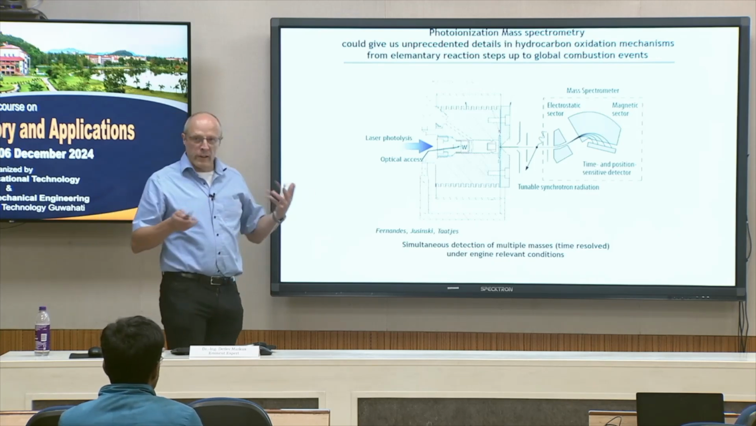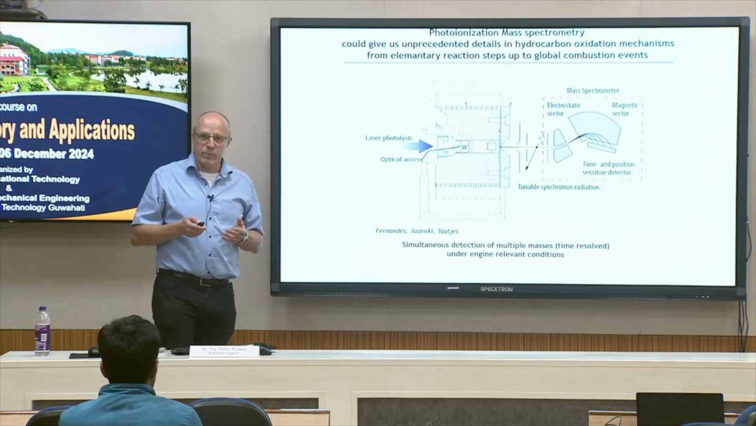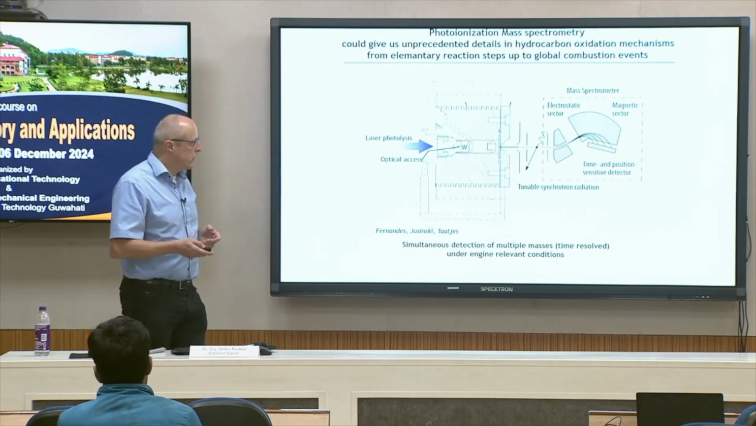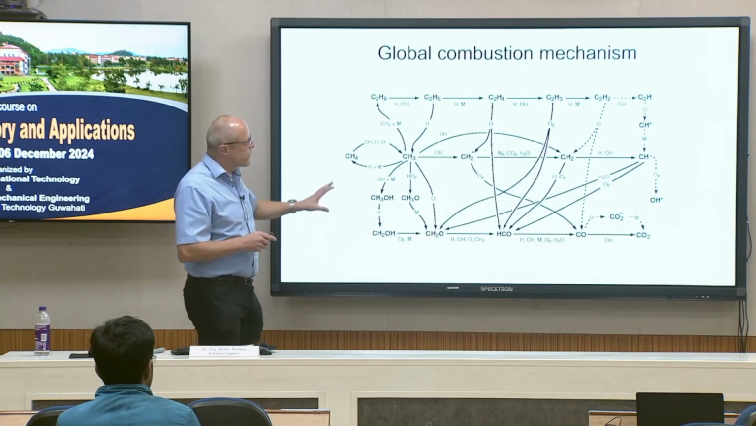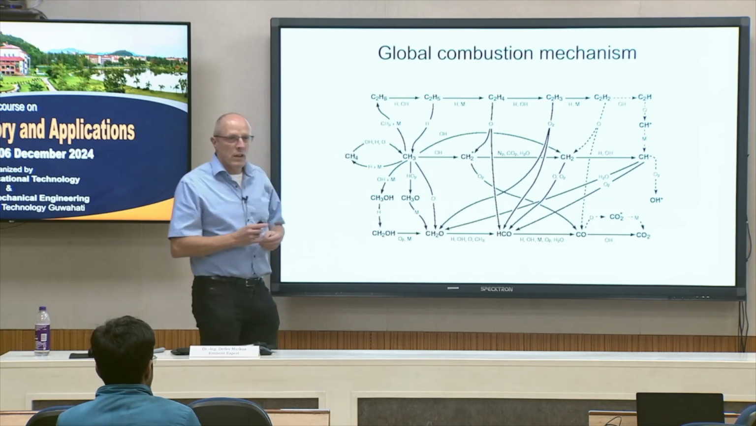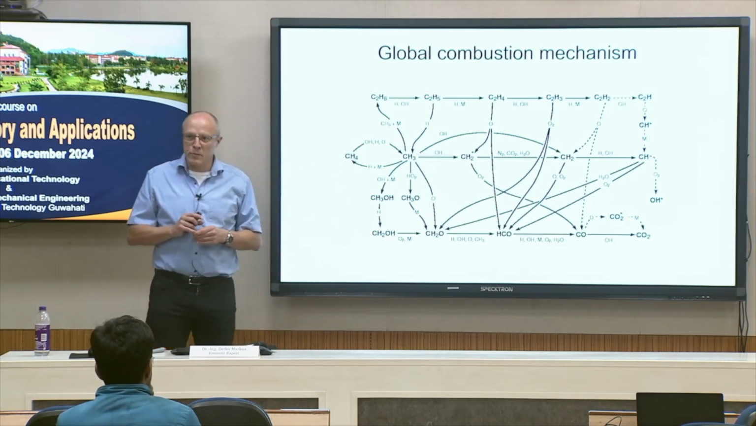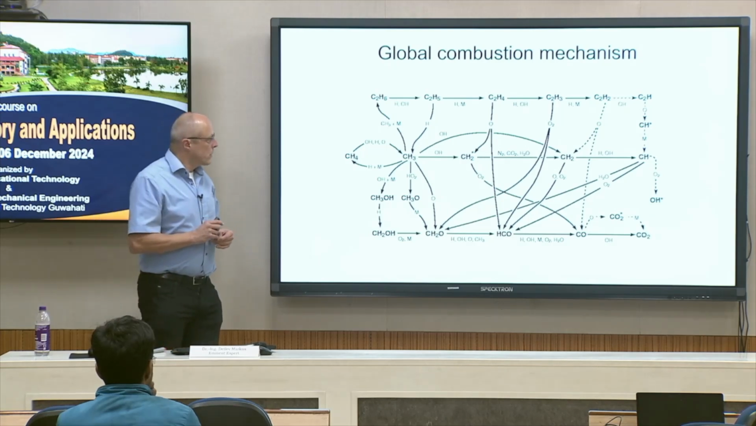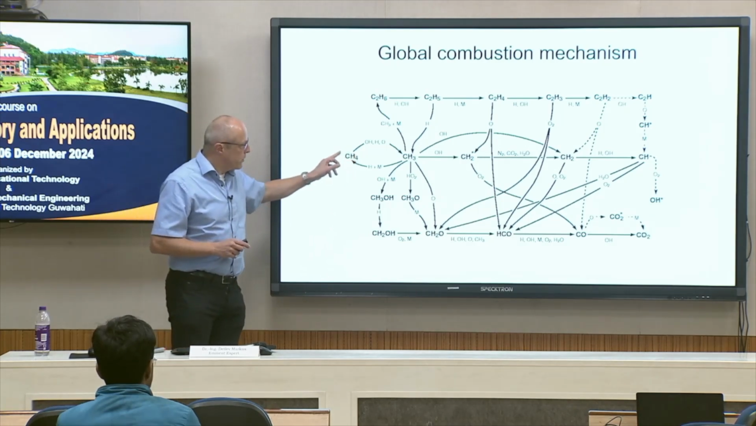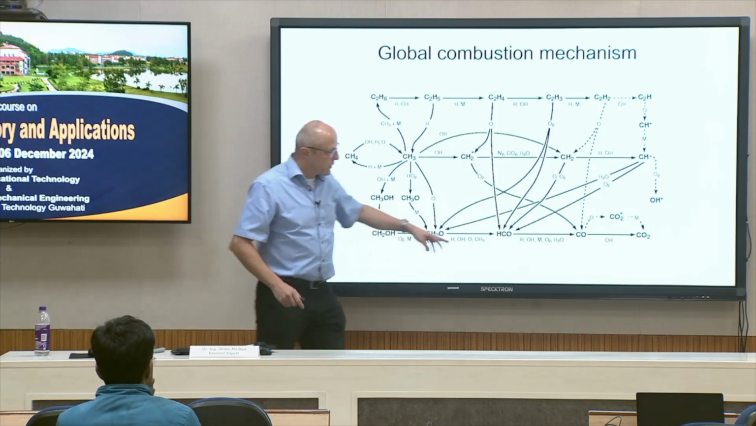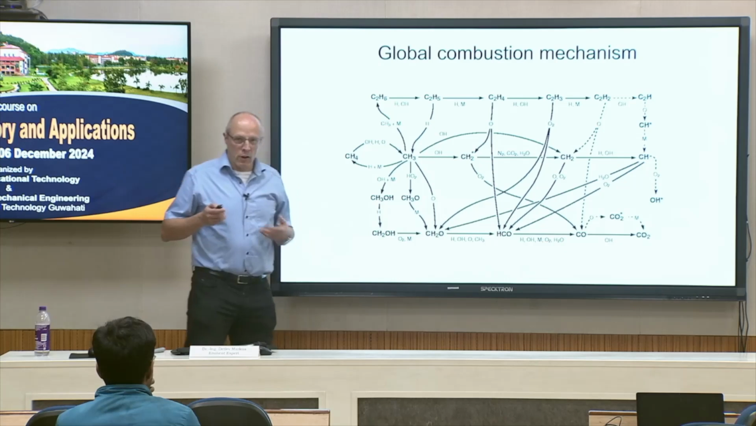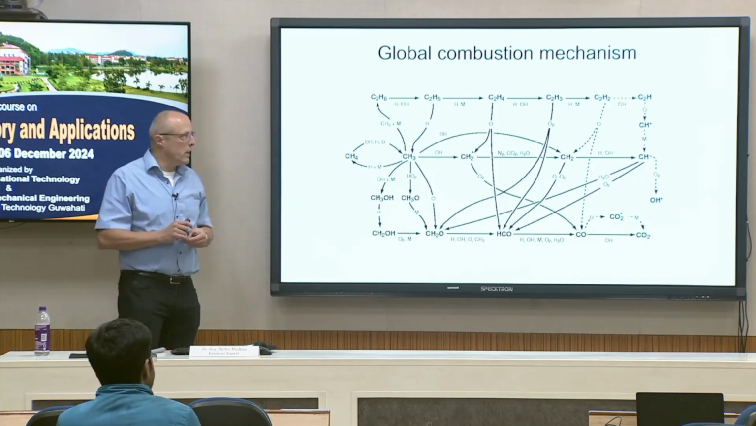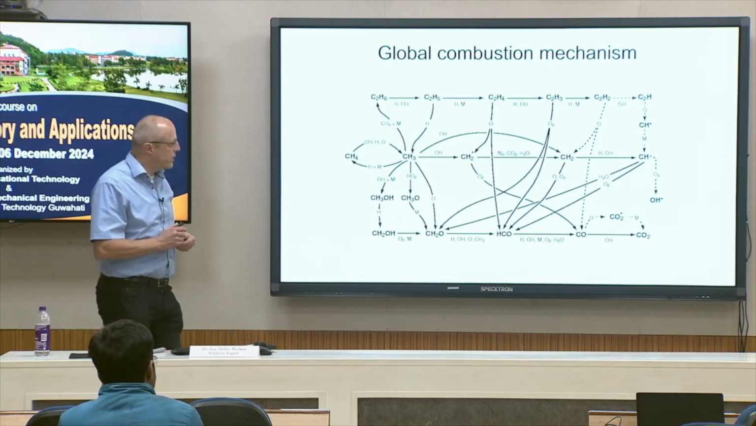Of course we then have to combine all this information to finally get an outcome. And the problem is, you can see here, when we look at a global combustion mechanism, it's a quite simple molecule, CH4, and a quite simple outcome, CO2. But we have a lot of different intermediates. We have a lot of possible pathways.